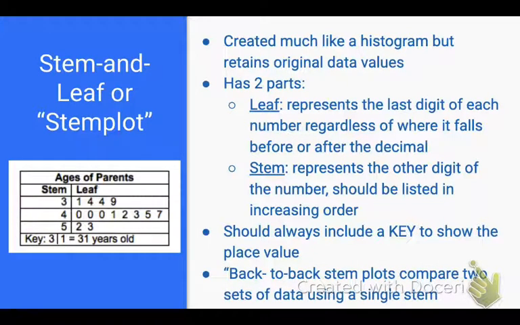And then we can also make a back-to-back stem plot, and that's where we can compare 2 sets of data together on the same stem plot. So if we look at the picture we have here, we have ages of parents. So the stem is your 10s digit value, right? So 30, 40, 50. And then the leaves are each individual parent. So we have 1 parent that was 31 years old, 2 parents 34, 1 that is 39, 3 that are 40, and you would continue to read the graph that way.